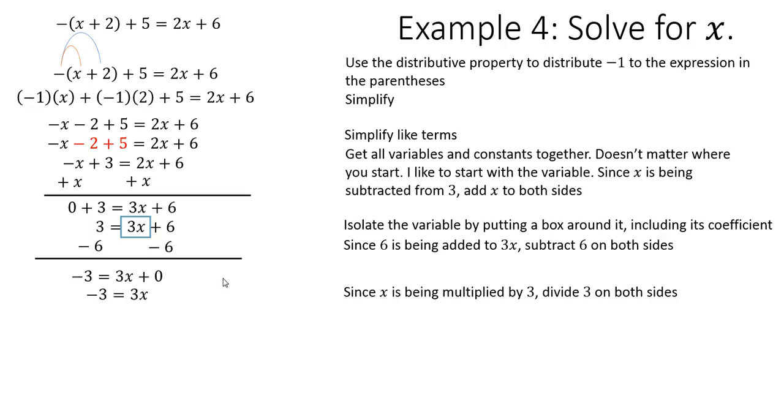And then since x is being multiplied by 3, I need to divide by 3 on both sides in order to solve for x. So that's what I'm doing here. And so negative 3 divided by 3, that is negative 1. And then 3 divided by 3, that's 1x. And then 1 times x is just going to give me x. And so x is going to equal negative 1.